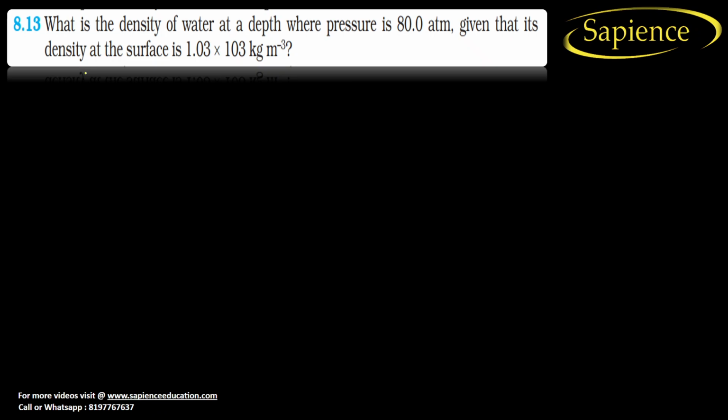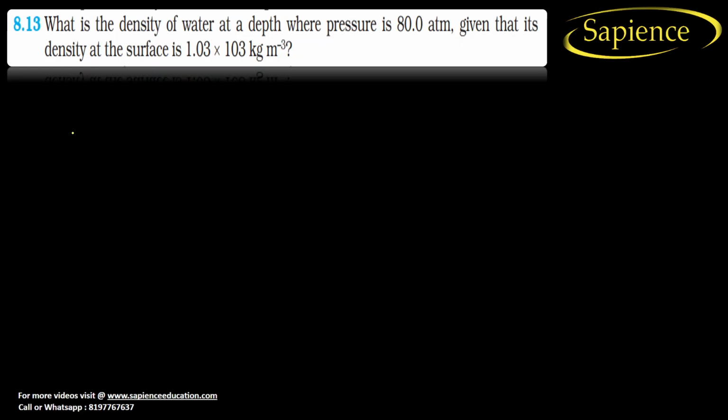Now let us do this question, 8.13. What is the density of the water at a depth where the pressure is 80 atmospheric pressure, given that its density at the surface is 1.03 into 10 to the power 3 kg per meter cube? So let us draw the scenario.